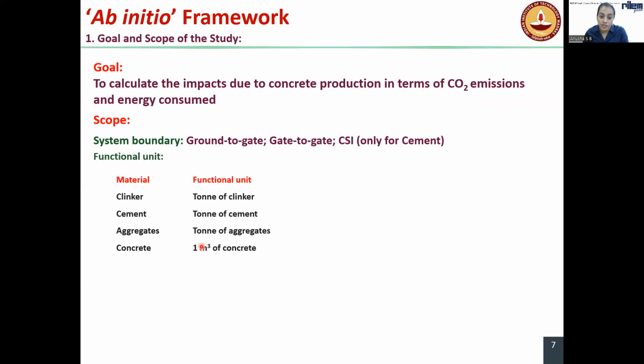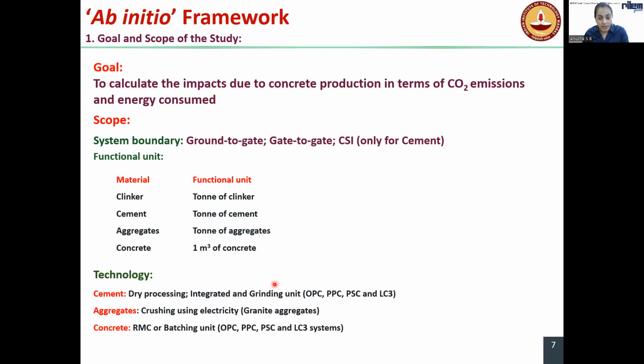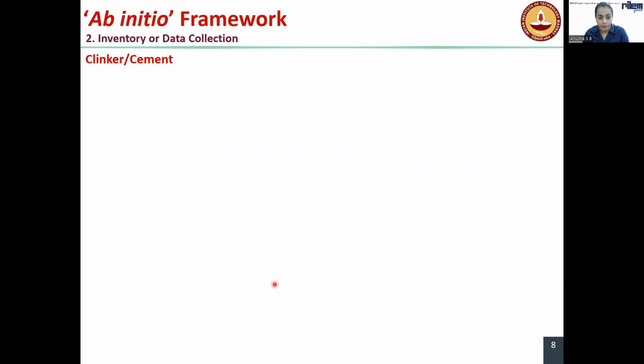The functional units were varying depending on the type of materials that were chosen. Like I calculated the impacts per ton of clinker, which was chosen as an input for calculating the impacts per ton of cement. Later, I calculated the impacts per ton of aggregates, and I calculated the impacts per meter cube of concrete, taking input as cement and aggregates. The different technologies were selected based on the different materials which were used.